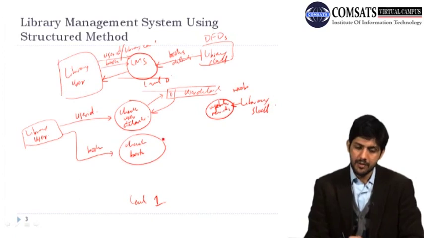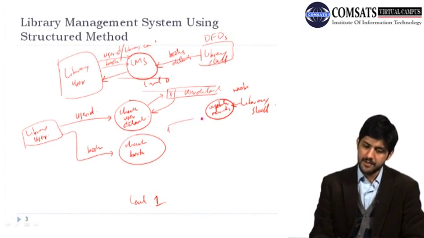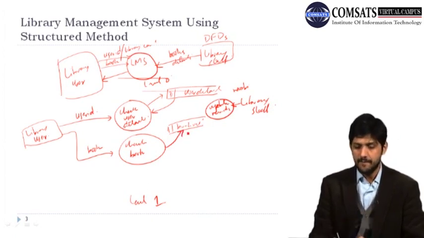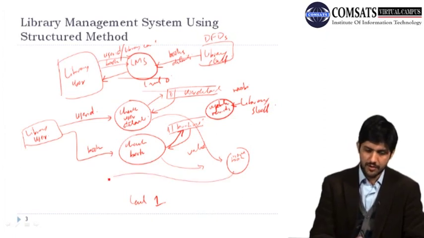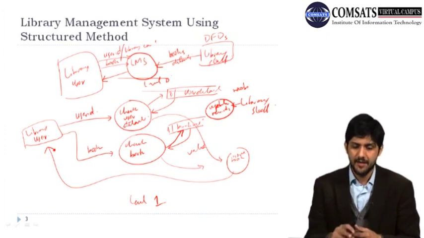So whenever you have to check the book, you will have maybe another data store where you will have all the books and their records. So we'll go and check it here, and if the book is available, and the user is a valid user, then the book is issued, and when the book is issued, there is a notification to this external user, and the account of the borrower is updated.